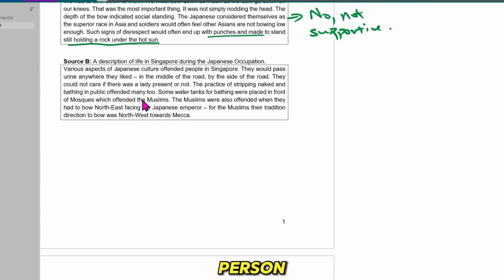How about source B? Is the person here happy or not with the Japanese? Yes or no? Are they supportive or not? They say the Japanese pass urine anywhere they like. They don't care about people's privacy or respect. They even bathe naked in public. They even go inside the mosque where the Muslims pray, and make the Muslims bow northeast to the emperor, when this is against their religion. So again, the locals were not supportive.